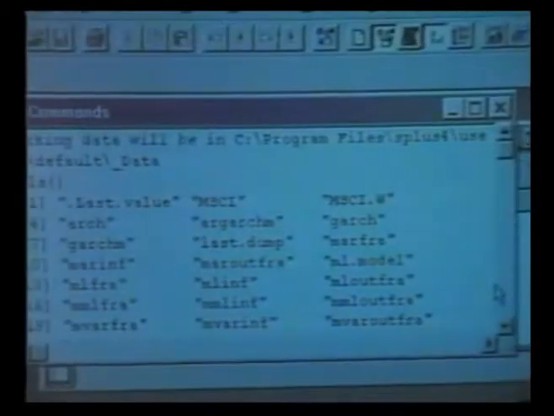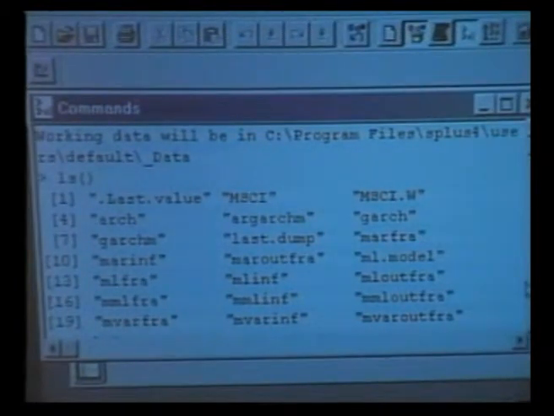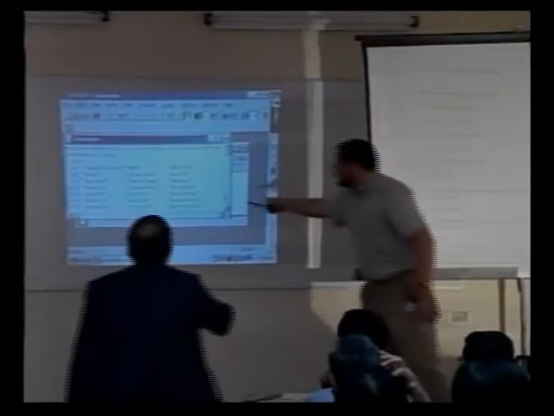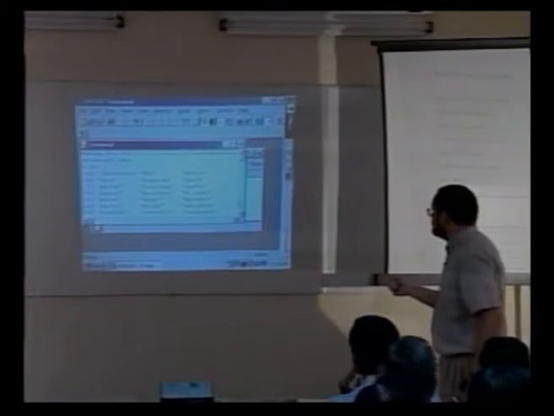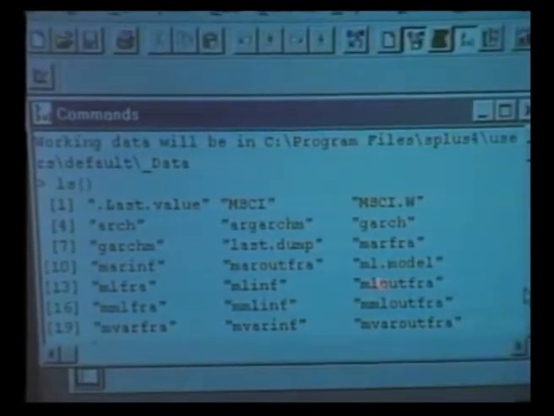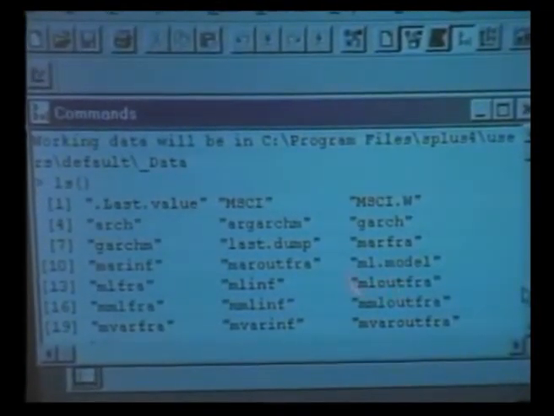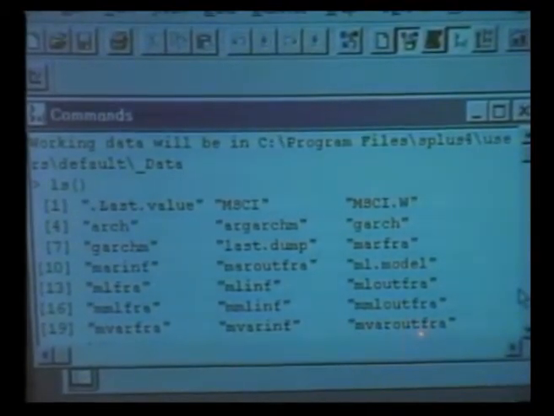All the modules are listed here, which are available now in the PC version, and ML FRA is just the one over here. You see that here, and then you get other marginal likelihoods. See, for instance, the one with ML OUT FRA is the same as the ML FRA, but only with outliers, and then you have the multivariate marginal likelihood, and then you have it for vector autoregression, multivariate vector autoregression with fractional prior.